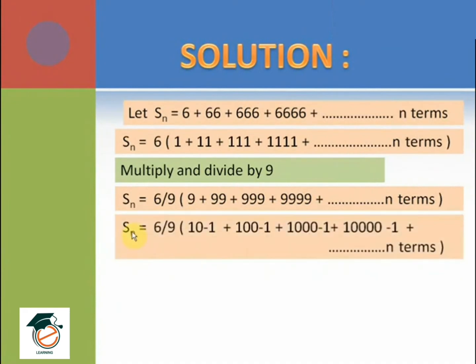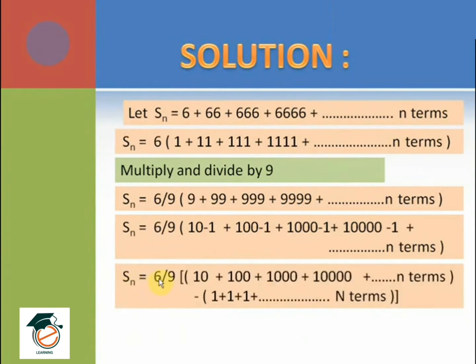Now we can further write this as Sn equal to 6 by 9 into (9 could be written as 10 minus 1. Similarly 99 could be written as 100 minus 1. 999 can be written as 1000 minus 1 and so on up to n terms). Now we can further write this as Sn equal to 6 by 9 into (10 plus 100 plus 1000 plus 10,000 and so on up to n terms minus 1 plus 1 plus 1 up to n terms).